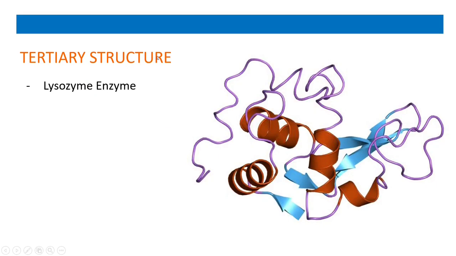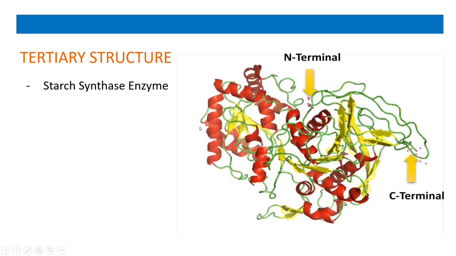This is a tertiary structure of the lysozyme enzyme. Only tertiary because it's only made up of one polypeptide chain. Another one is starch synthase enzyme, as shown by this very complex ribbon diagram, where you can see a lot of helices over here and a lot of beta-pleated sheets shown by the arrows here. This is also only up to the tertiary structure because it's only one polypeptide. You will notice here the N-terminal and the C-terminal over here.